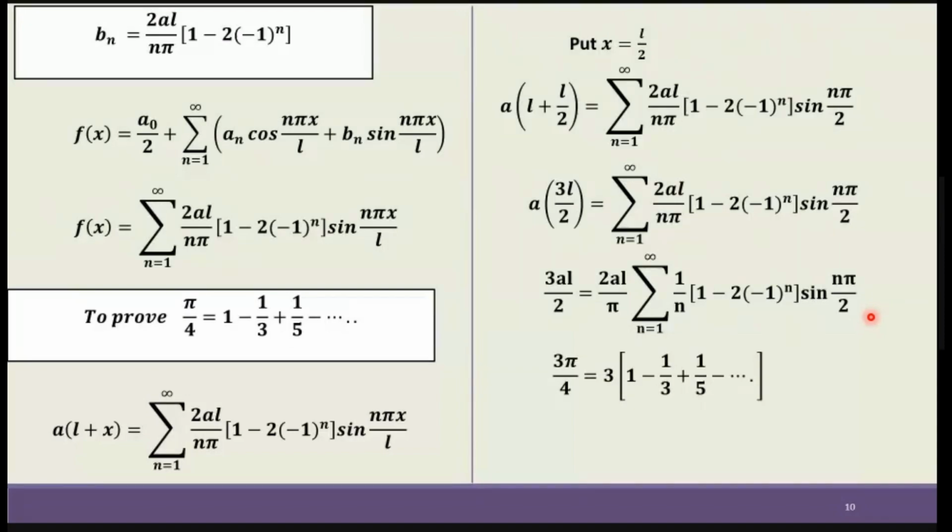Whenever we substitute an odd term, the even terms become 0 entirely, and this part becomes 3. I have taken 3 as common. First n is equal to 1, n is equal to 3, n is equal to 5, and this also becomes alternate plus and minus because sine pi by 2 is 1, 3 pi by 2 is minus 1, 5 pi by 2 is plus 1. On simplifying we get 3aL by 2. So we can cancel aL throughout. Even 3 can be cancelled. So pi by 4 is equal to the required answer. So if we put x equal to L by 2, we get the required series.